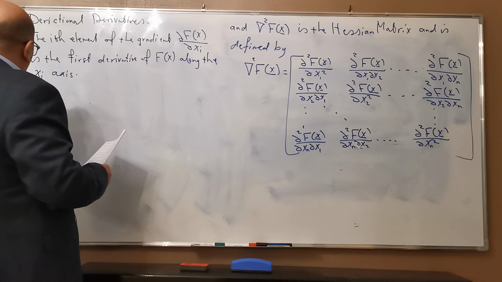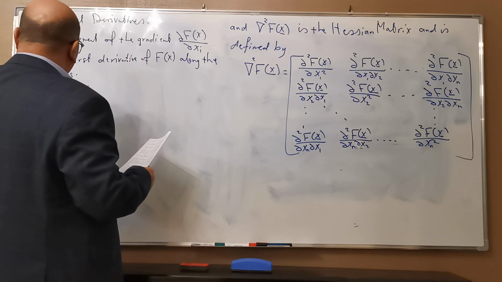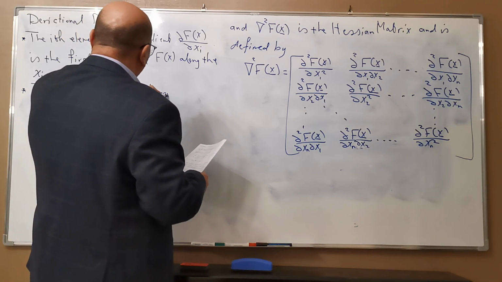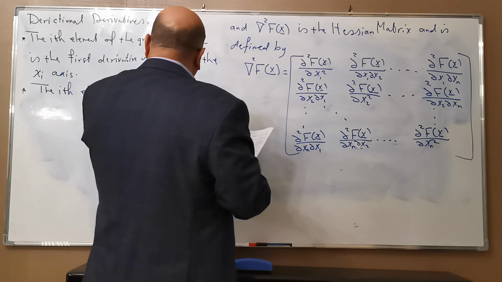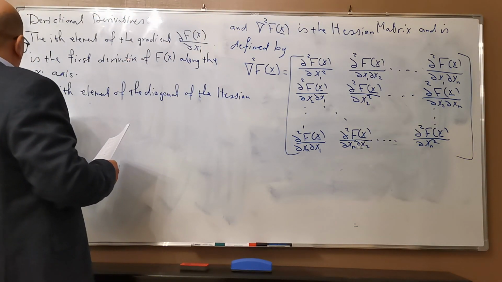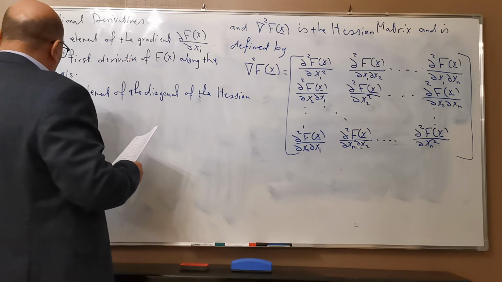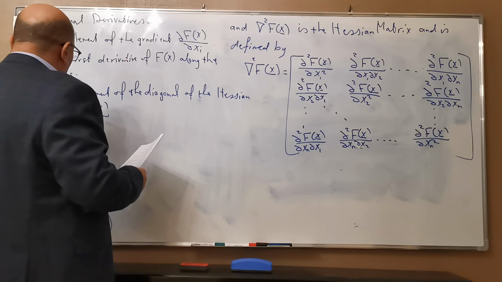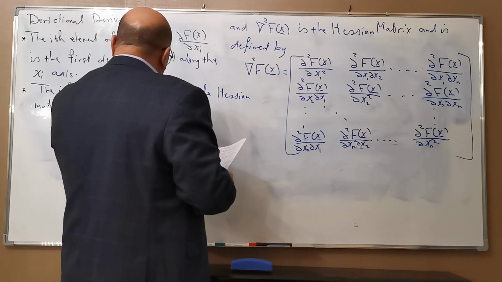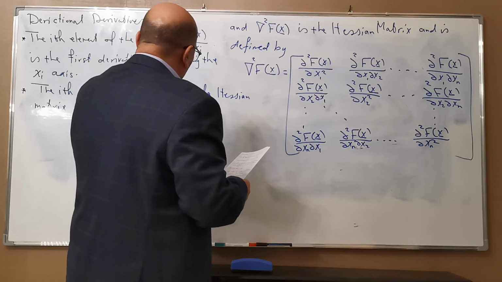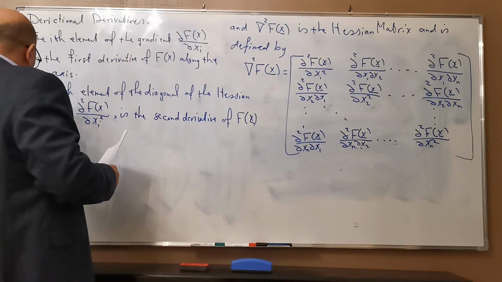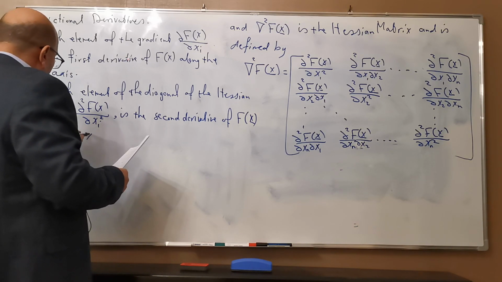The second statement: the ith element of the diagonal of the Hessian matrix, which is partial 2 f of x partial xi squared, is the second derivative of f of x along the xi axis.